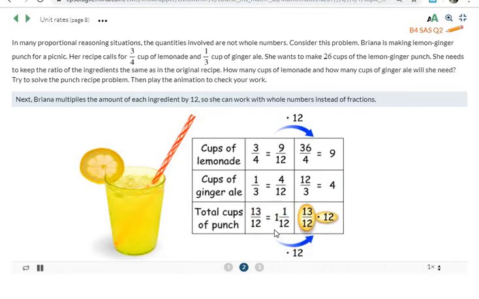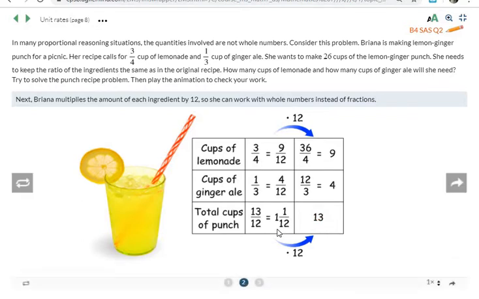And then 13/12, she multiplies that times 12, and she gets 13. So now she has a total cups for the punch to be 13. She's closer, but she still hasn't made enough for the punch. She needs 26 cups. You need to copy this down in your chart. You may need to pause the video.